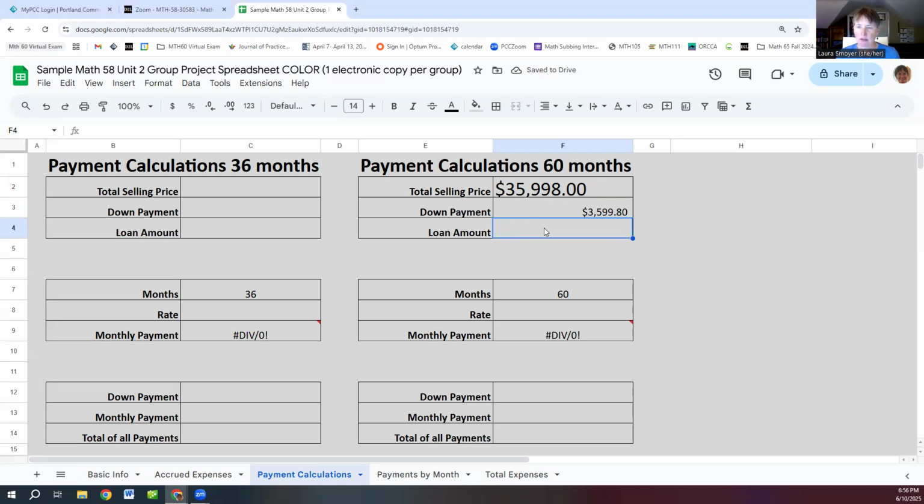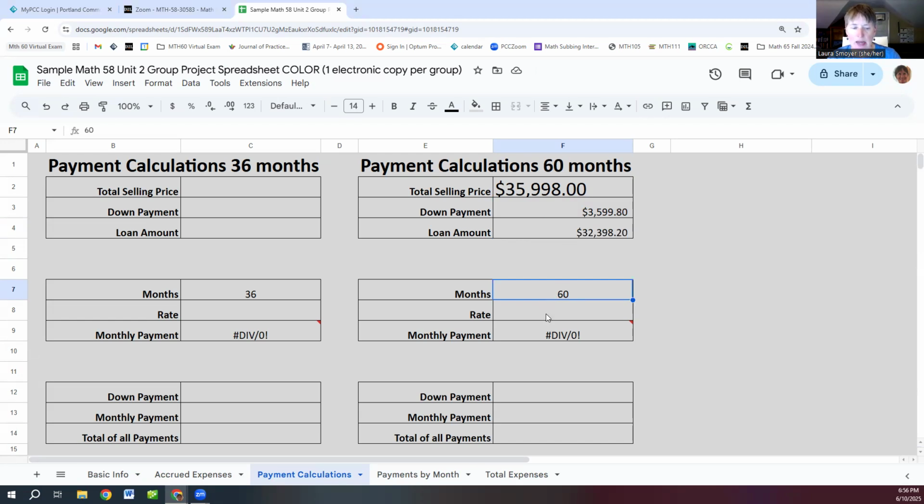So then I have the loan amount. The loan amount is going to be equal to the total selling price minus the down payment that I made. My loan amount is $32,392.20. It already says 60 here because that is how long my loan is, 60 months. That's the same as 5 years.